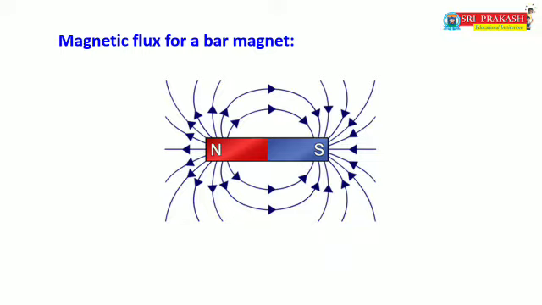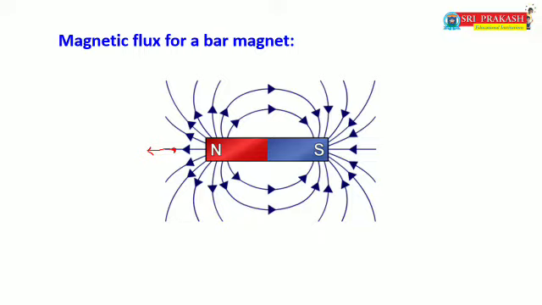Now imagine 1 unit north pole placed at any point, for example a point here. Immediately the north pole of the magnet will repel it, so this unit north pole will go away from the magnet's north pole. In this way you should imagine some number of lines. Magnetic flux means the number of lines of force, so these are magnetic lines of force.